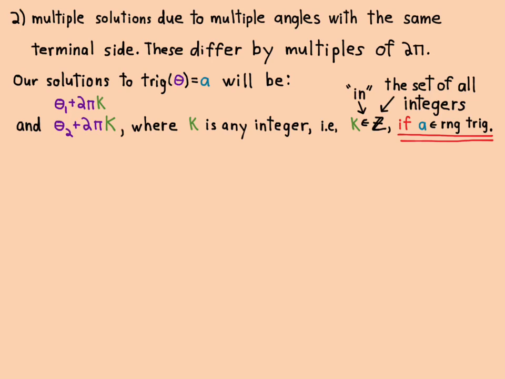where k is any integer. So we write that as k in, with this kind of little epsilon looking thing, k in Z. It's a blackboard Z. If a is in the range of trig. If a is not in the range of the trig function, then there's no solution.